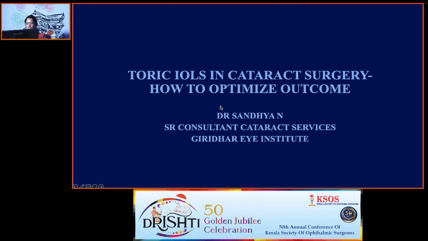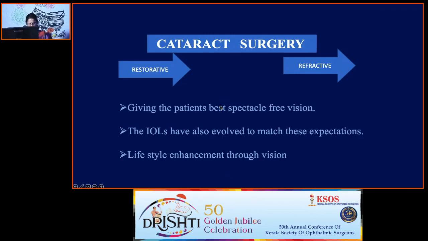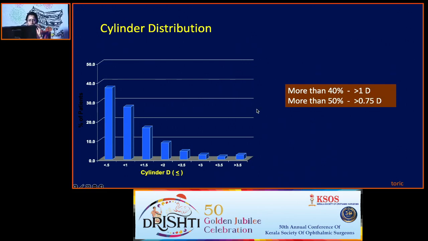So, toric IOLs in cataract surgery: how to optimize outcome. The aim of modern cataract surgery is to give maximum spectacle-free vision to the patient, and not just removal of the cataract. Around 40% of the cataract population have a cylinder of more than one diopter. Not addressing this during cataract surgery will cause patient dissatisfaction. Now we have toric IOLs to correct up to 4.75 diopters of corneal astigmatism.